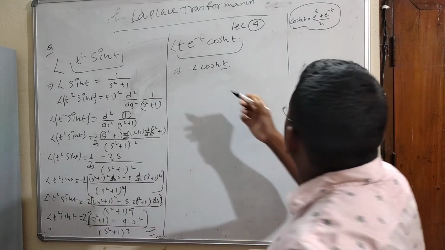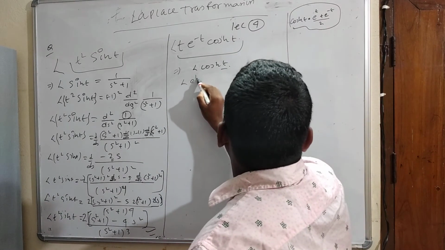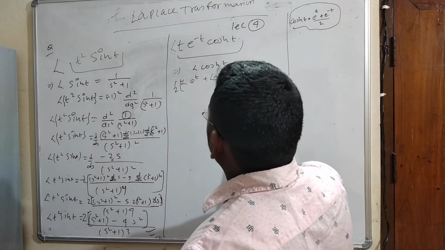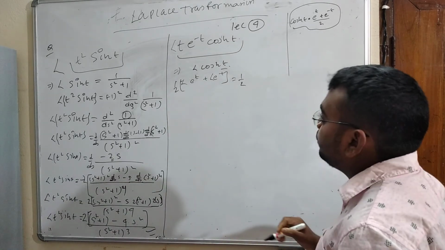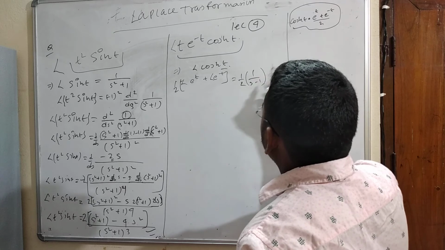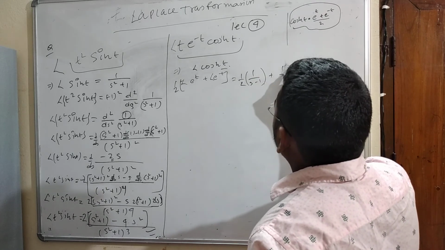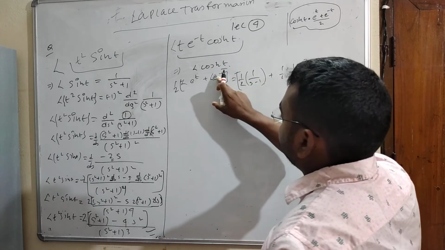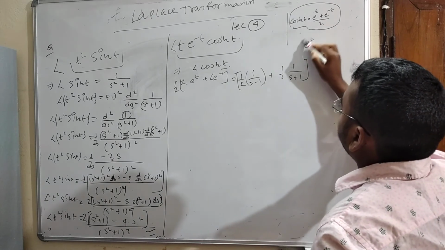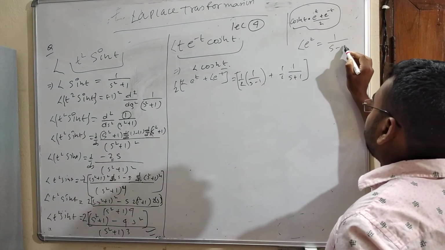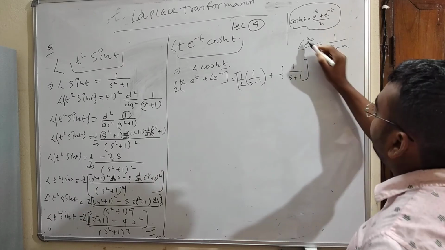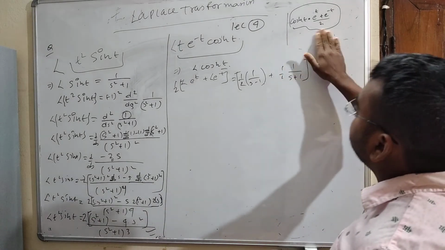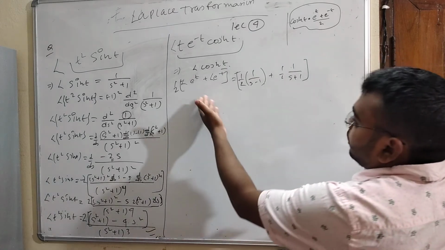So it will be Laplace of e to the power t plus e to the power minus t. If you take half common from it, there is no problem. So Laplace of e to the power t will be equal to 1 upon s minus 1, isn't it? And here it will be 1 upon s plus 1, because in the formula Laplace of e to the power at equals 1 upon s minus a. Here a is minus 1, so it will be plus 1. That's it, we have the Laplace of this function.